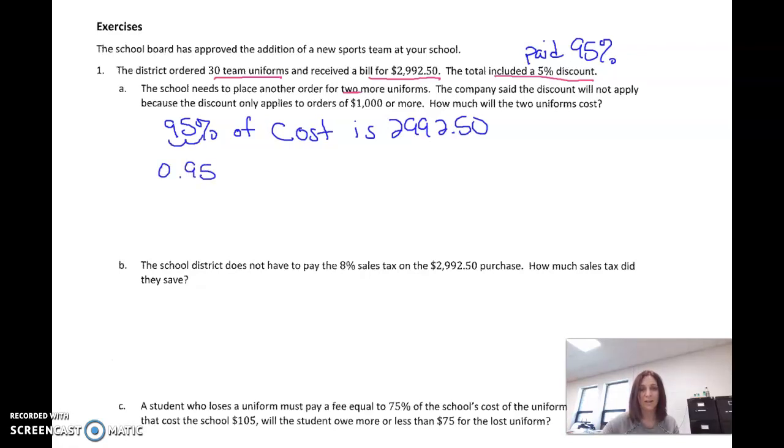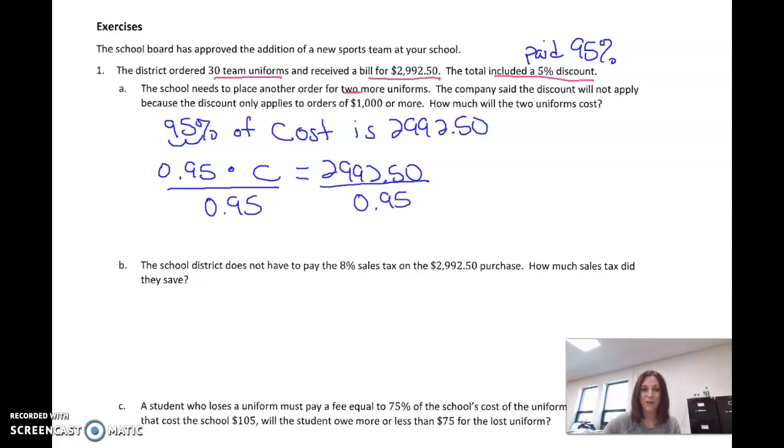0.95 times C, our total cost, equals $2,992.50. So now we're solving this, right? I'm solving for C. I want to know what the total cost is, because if I know the total cost, I can figure out how much one uniform costs. So it's 0.95 times C, so I'm going to do the inverse and divide. We undo multiplying with dividing. I'm going to divide by 0.95.